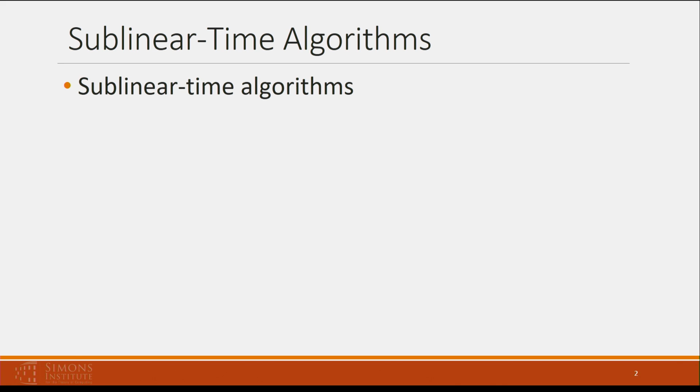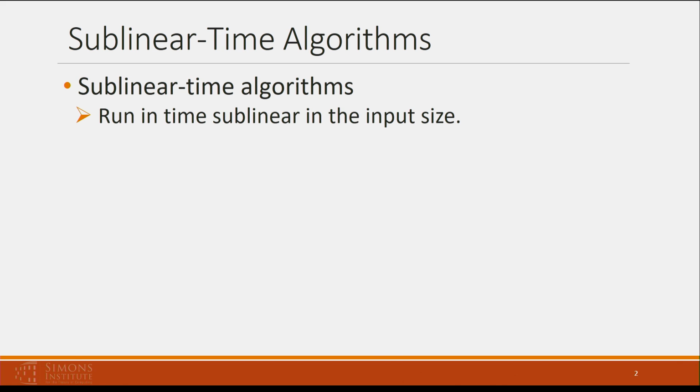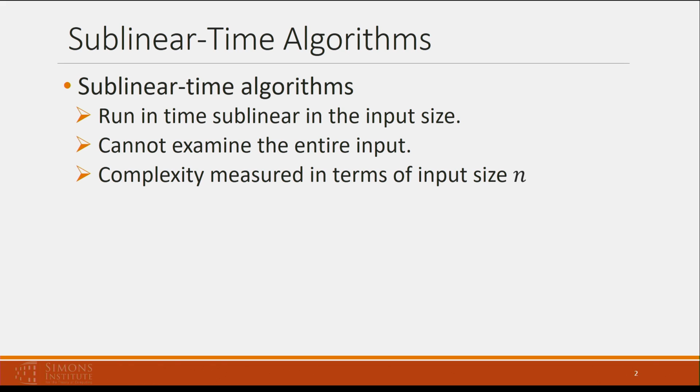Sublinear time algorithms are randomized approximation algorithms that run in time sublinear in terms of their input. And as they are sublinear, they cannot examine the entire input. They only have just enough time to access a small fraction of the input. The complexity of sublinear time algorithms is usually measured in terms of the size of the input.